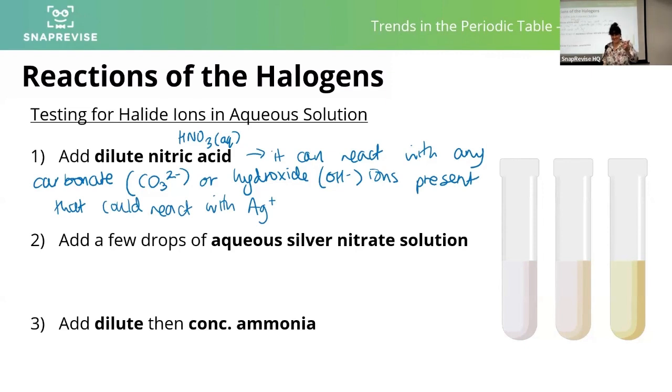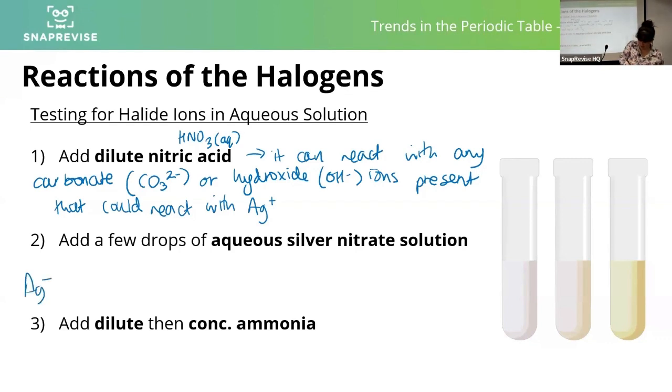Carbonate plus acid makes carbon dioxide and water. So we get carbon dioxide given off and water left in solution. That's fine. Hydroxide reacts with acid, which is just an acid-base neutralization. You just form water. Again, we're fine with water. So by adding in some nitric acid, you can get rid of those ions. We can then add in our drops of aqueous silver nitrate solution, and we will get a precipitate.